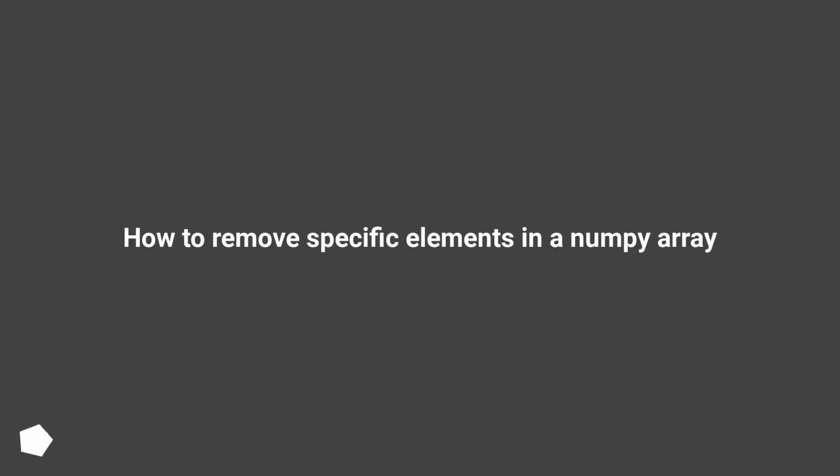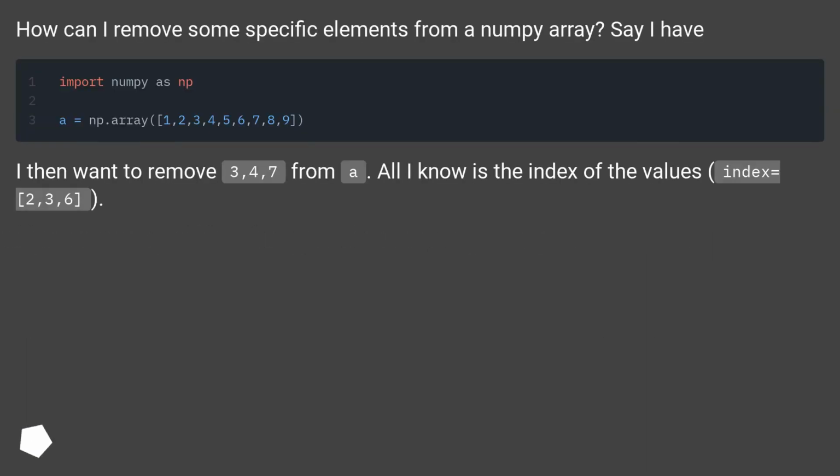How to remove specific elements in a numpy array. How can I remove some specific elements from a numpy array? Say I have an array A. I then want to remove 3, 4, 7 from A. All I know is the index of the values, index equals 2, 3, 6.